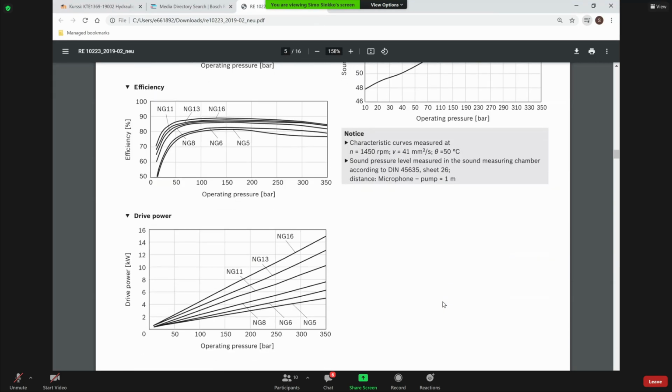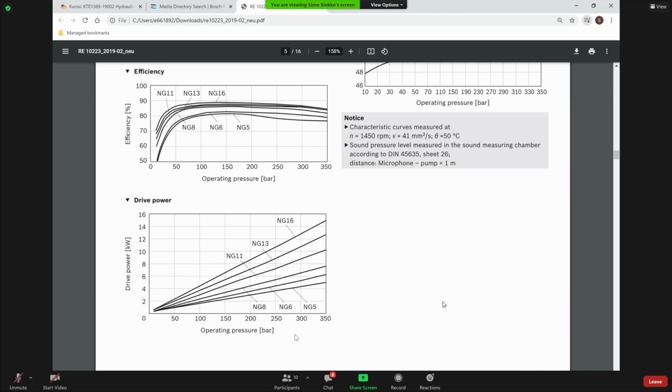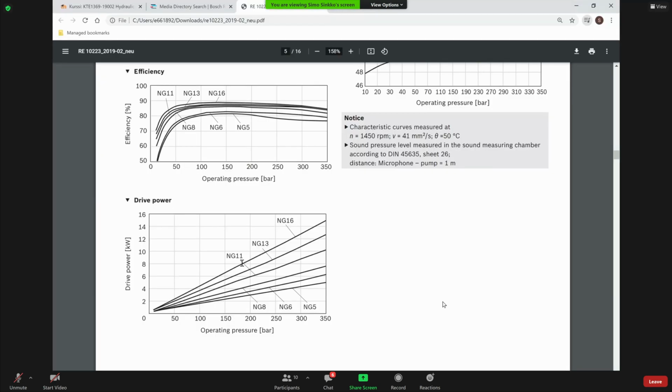Also, we can see the power consumption here, and we can see how close we are to our calculations. We have this NG11, and our operating pressure was 210 bars. So we would be approximately in this point, which points to 6 kilowatts, and our calculations pointed out 5.5 kilowatts. So why is there a difference? There is a difference because in here we have a bigger pump, this 11 cubic centimeters. In our calculations, we used 14 liters per minute and 9.7. So that explains the difference in this power.